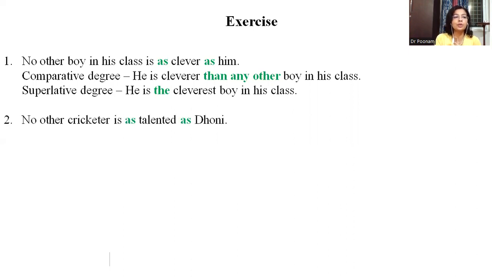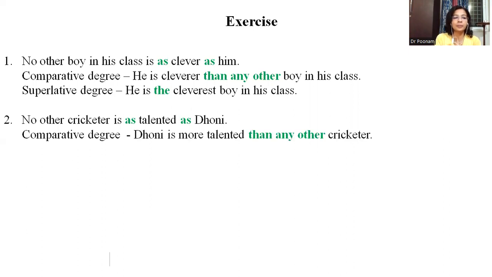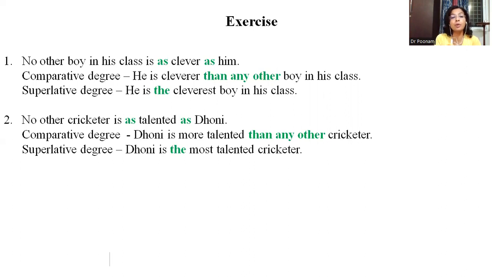Next example, no other cricketer is as talented as Dhoni. So I'm comparing that Dhoni is the most talented. So in comparative degree, it will become Dhoni is more talented than any other cricketer. Superlative degree, Dhoni is the most talented cricketer.